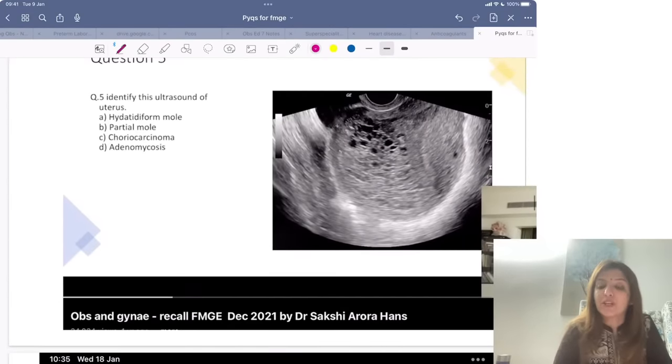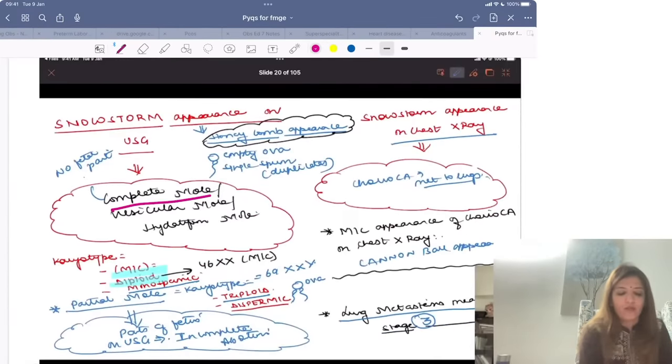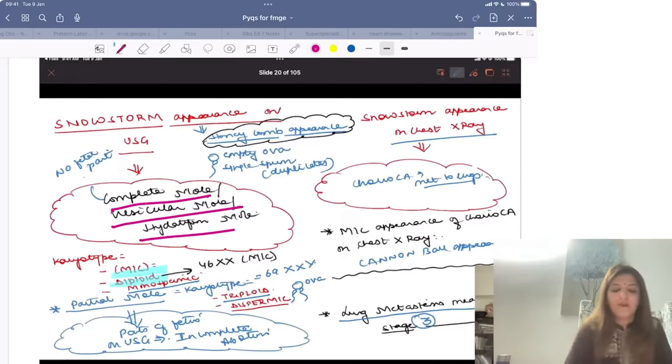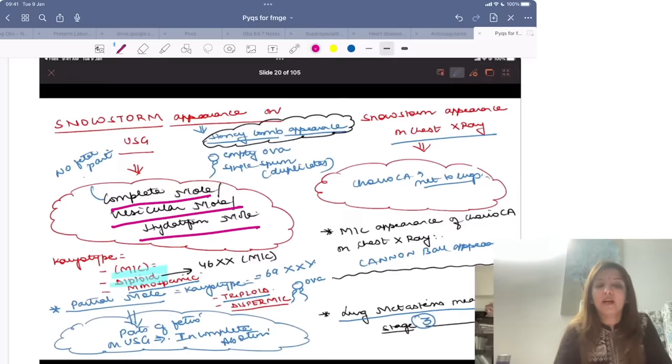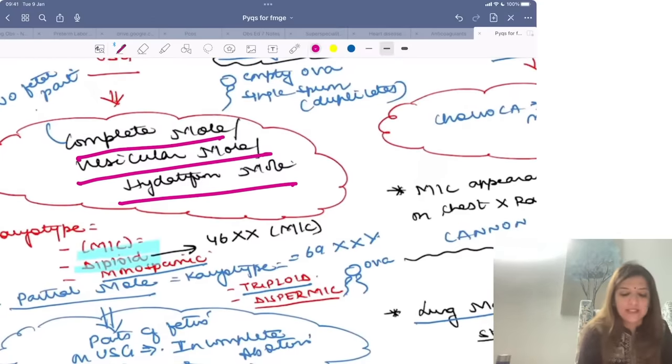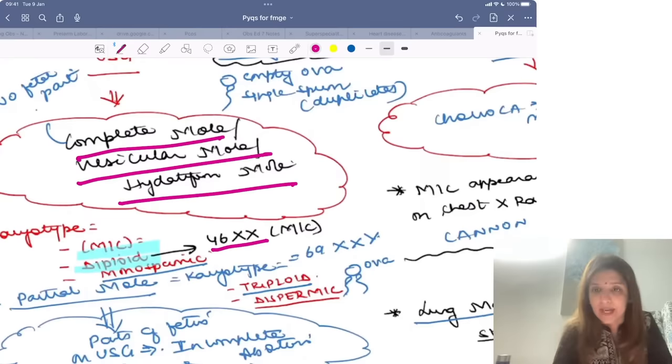Identify the ultrasound of the uterus, what is being shown. Over here you are seeing a snowstorm appearance, and if you are getting a snowstorm appearance on ultrasound, that means this is a case of complete mole. What is the other name for complete mole? The other name is vesicular mole or hydatidiform mole. In case of complete mole, you get a snowstorm appearance, which is also called honeycomb appearance. What is the karyotype for a complete mole? The karyotype is 46XX. That's the most common karyotype.